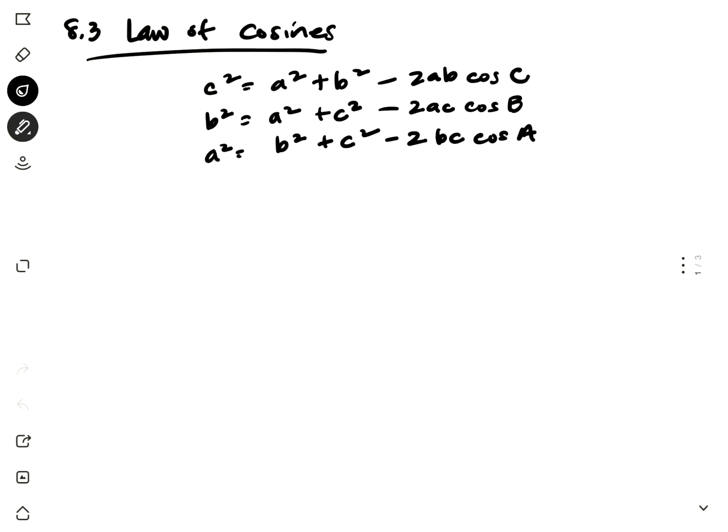Today we're looking at Law of Cosines. Good news, this is the last thing that we need to cover for trig, for the year, for the semester, and yeah, let's just jump right into it.